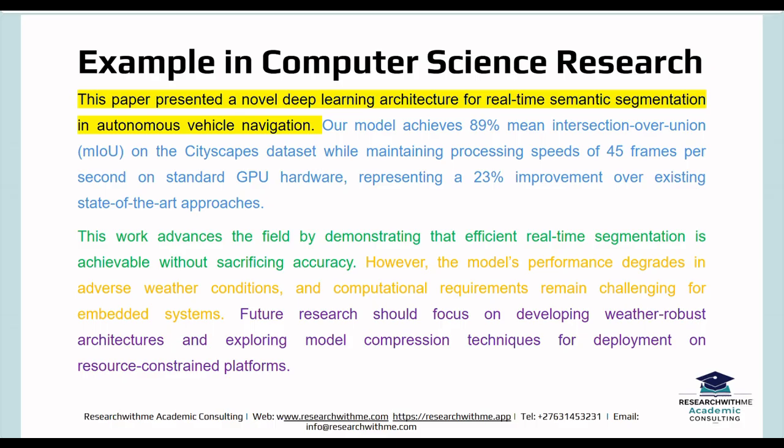The paper presented a novel deep learning architecture for real-time semantic segmentation in autonomous vehicle navigation. Our model achieved 89% mean intersection over union on the Cityscapes dataset, and all that. And when you look at the later part of the blue part, it says representing a 23% improvement over existing state-of-the-art approaches. I think we can see how the structure should be. The first statement should state what was done. The second one is how it was able to respond and answer the question.